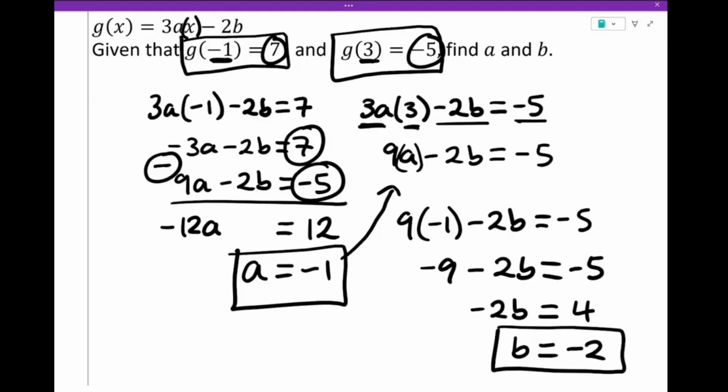Now let's have a look at substituting algebraic expressions into my functions.